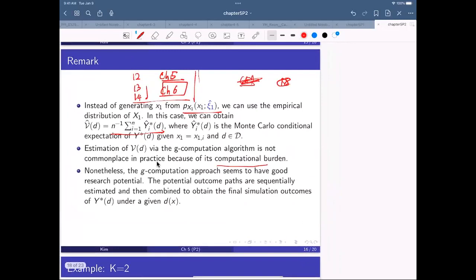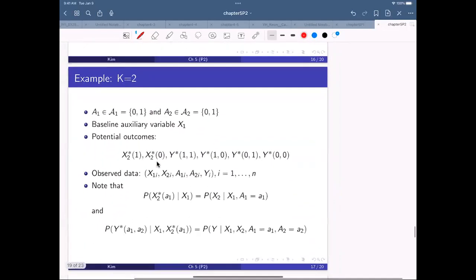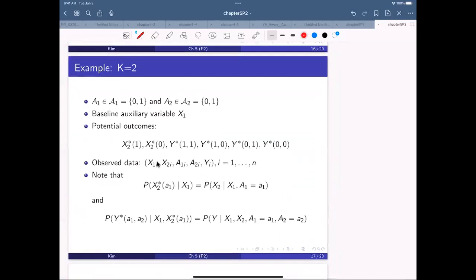So nonetheless, the G computation approach seems to have very good research potential, I think. So basically the potential outcomes are sequentially estimated and then combined to obtain the final simulation outcomes of Y star on the given D, right? Okay. So here's a toy example.